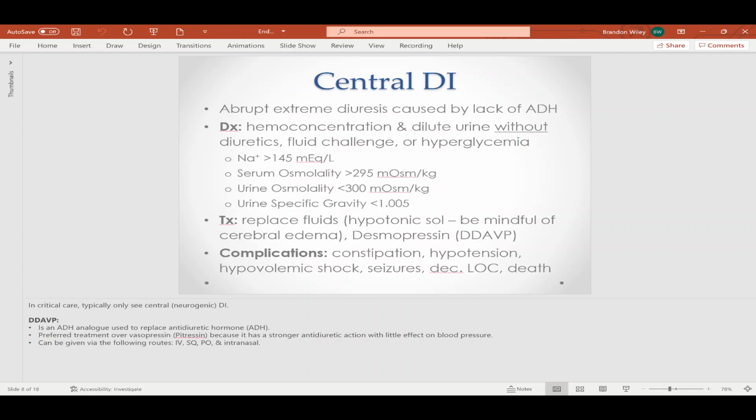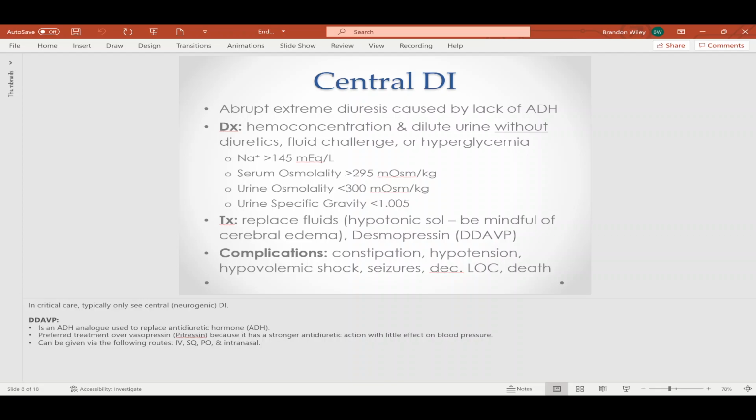All right, central DI. So abrupt extreme diuresis caused by lack of ADH. Let's just break this sentence down slowly. So abrupt extreme diuresis caused by lack of ADH. So what is our ADH? Antidiuretic hormone. What does antidiuretic hormone do? Yes. So if you have a lack of it, what do you think you're going to be doing? You're going to be peeing a lot because you have nothing in your body telling you to retain some fluids. You're just going to be pouring fluid, right? So does that kind of help simplify what DI is?